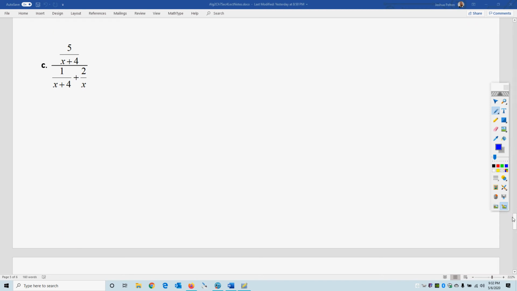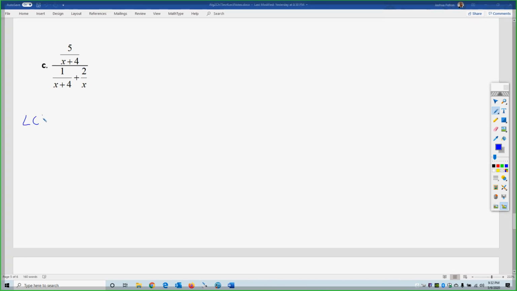Okay, so the LCD here, they have in common an x plus 4. What's left over is an x when you look at all three of the fractions. So I'm going to multiply by the LCD on top, which is x and x plus 4, and multiply by the LCD on the bottom, which is x and x plus 4. And again, you can put it over 1 if you'd like. It won't really make a difference because 1 times anything is itself.